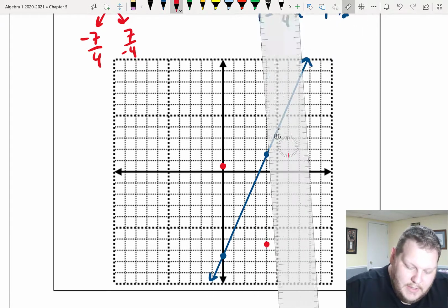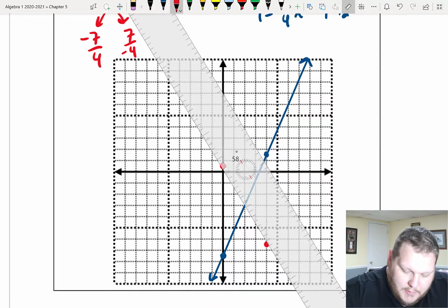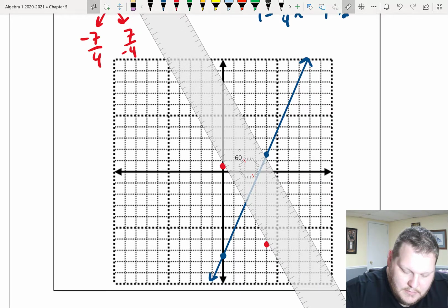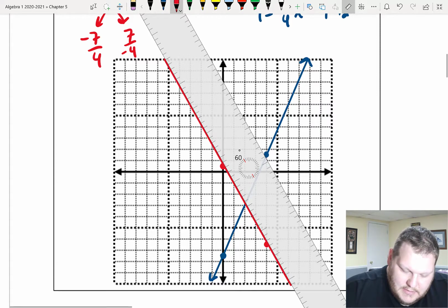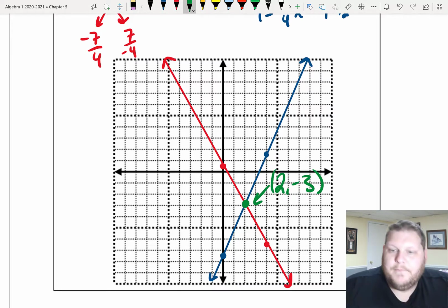Once again, I'll go ahead and grab my ruler, get it lined up between my 2 points, connect the dots to see where they intersect. And it looks like, if my points are correct, it actually does land on a nice point here, right here, where my 2 lines intersect. That looks like 2, negative 3. 2, negative 3.